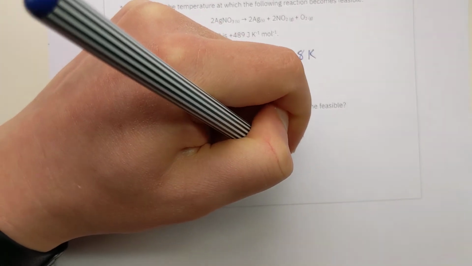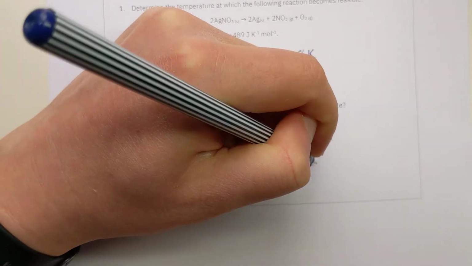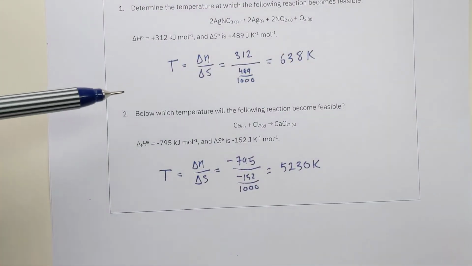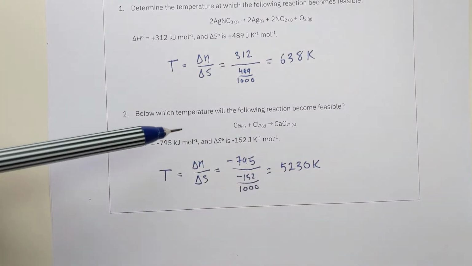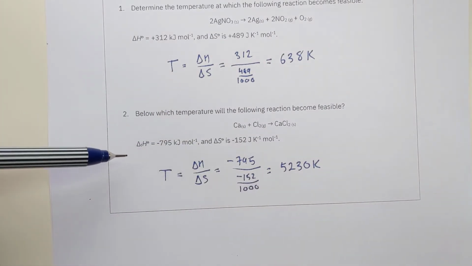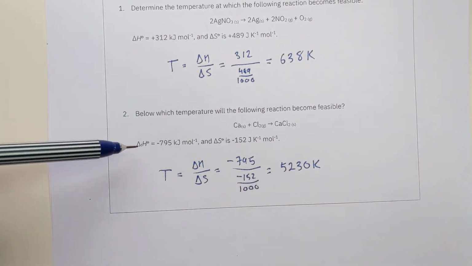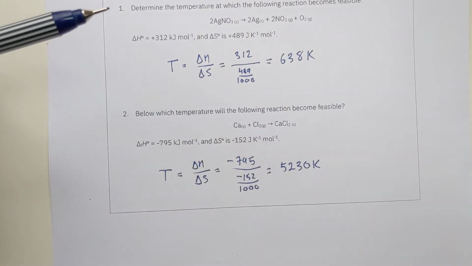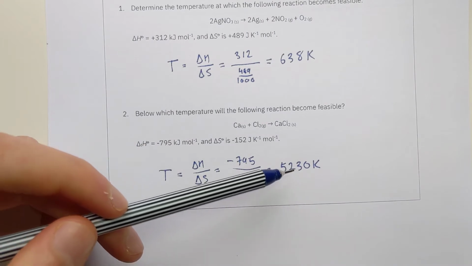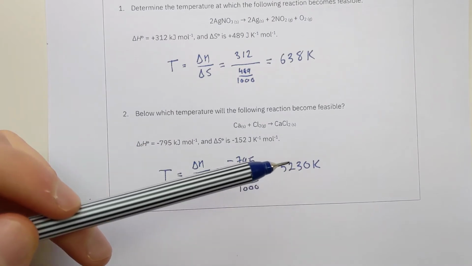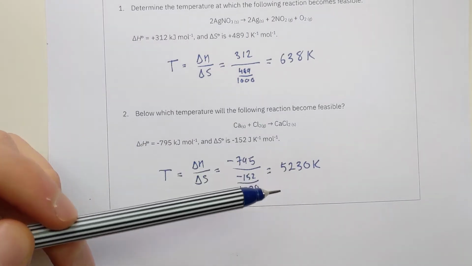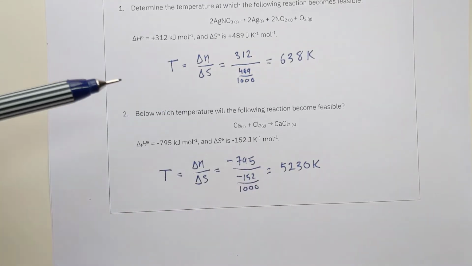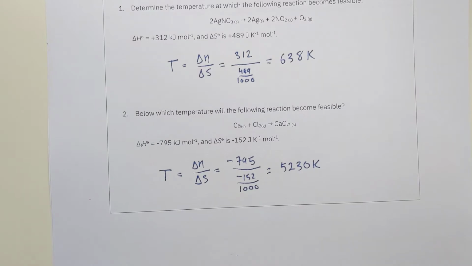And that gets me 5230, which is a very, very high temperature. What we're saying is below that really high temperature, the reaction is going to become feasible. Again, that's because the delta H is negative and delta S is negative, so it becomes feasible below a certain temperature. Because the temperature is so high, what they're basically saying is it's basically always feasible. It has to be getting really, really hot for it to not become feasible. But again, below that high temperature, it will become a feasible reaction.